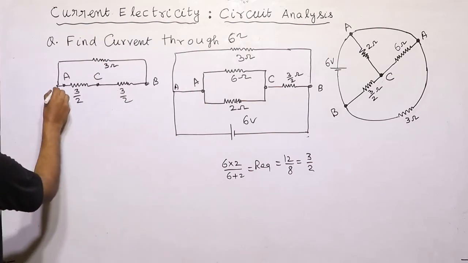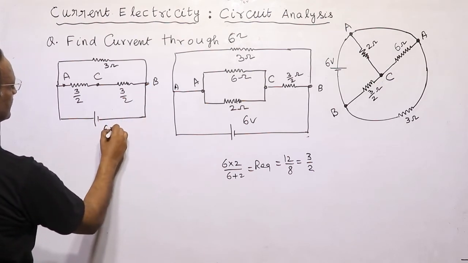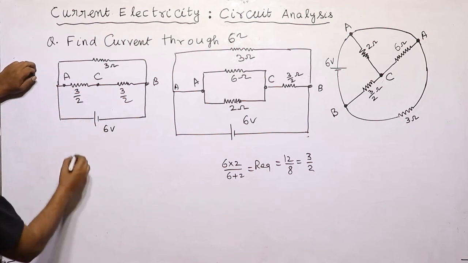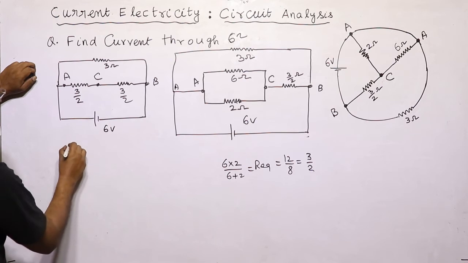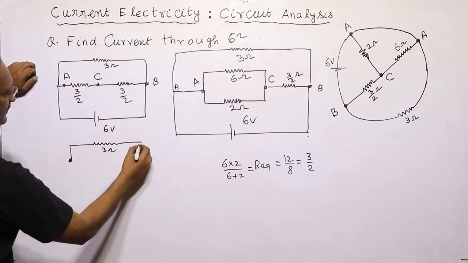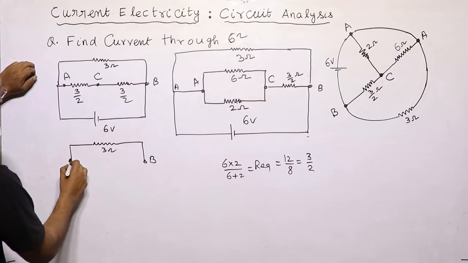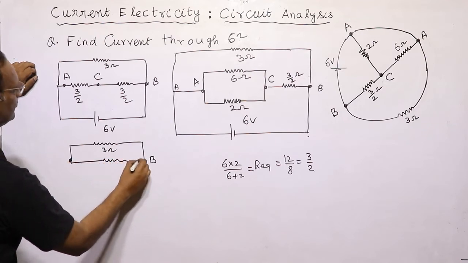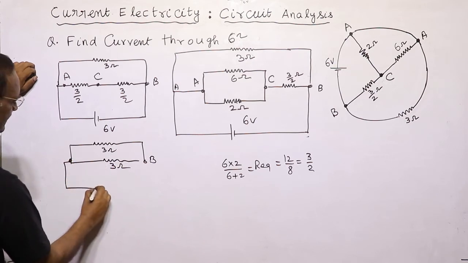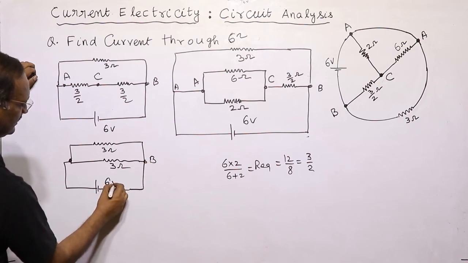Okay, now the battery of 6 volt is connected here. Now this and this are in series, so this will become 3. So between A and C, we reduce it to one single resistor, 3 by 2 plus 3 by 2 is equal to 3 ohm. Then the battery of 6 volt is connected here.